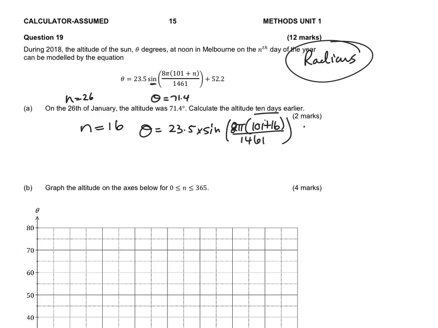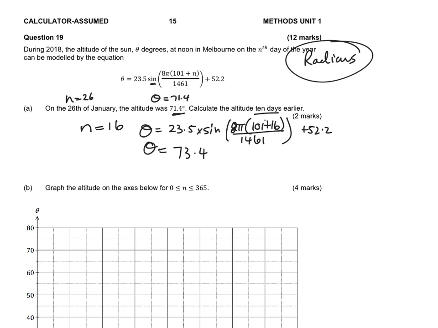Plus 52.2. Be careful putting this into your calculator. Make sure you're in radians. So when I get that out of my calculator, they've used one decimal place here, so I'm going to use one decimal place. So they've got 73.44, so we leave it as that.